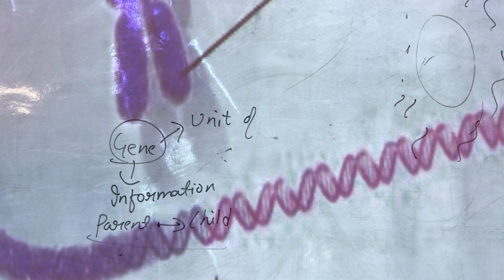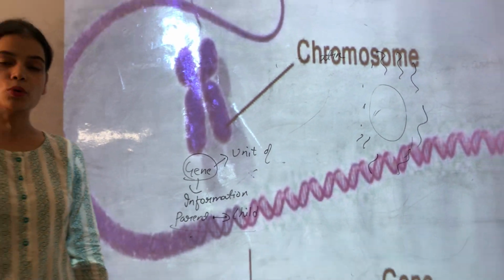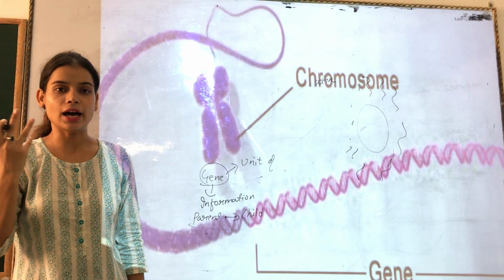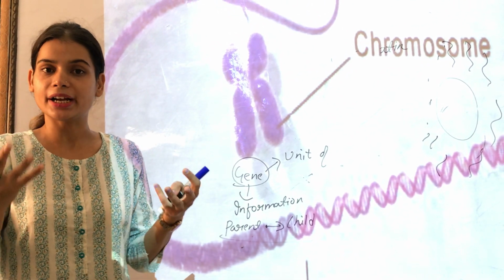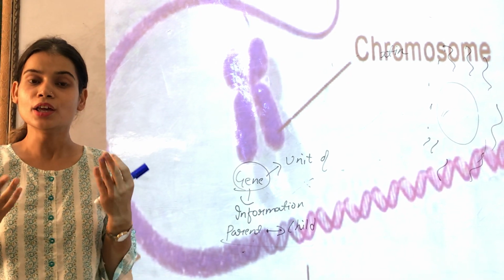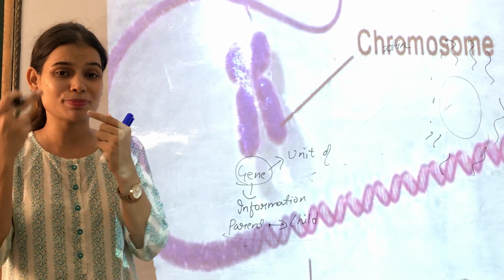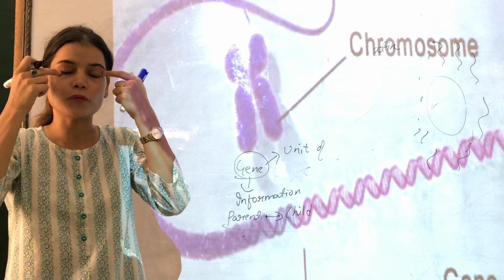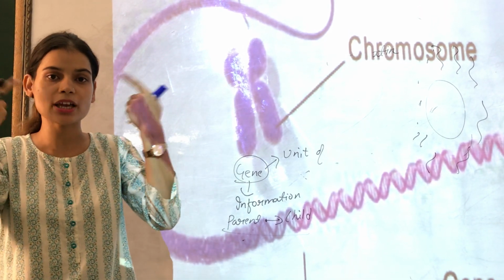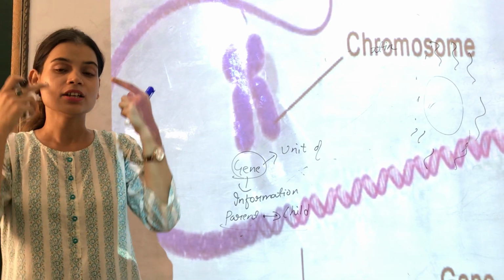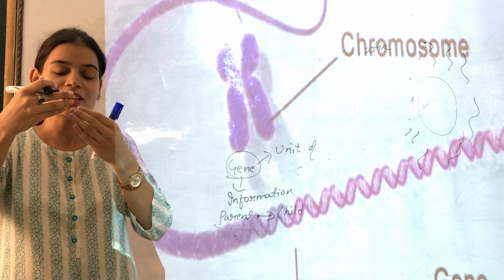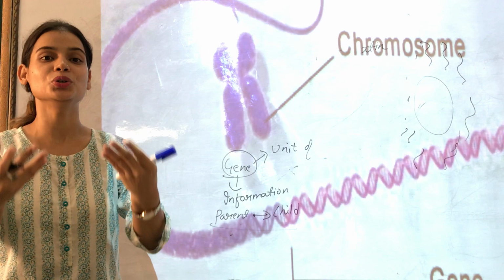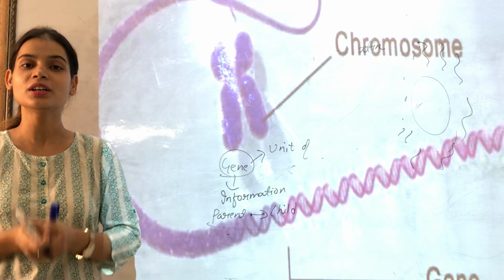Suppose, children, your father has brown eye color. So the chances are that you will also end up having brown eye color. Why? Because of the genes which are present inside the cells of your eyes, because eyes also have cells. So inside their cells they have nucleus. Inside the nucleus they have genes. So the genes were transferred from your father to you. So that is why you also have brown eye color.